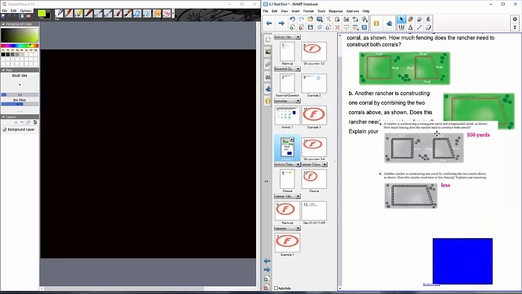So it says how much would it be for constructing the rectangular and trapezoid corral as shown. So if I add these two together, you get 556 yards altogether.